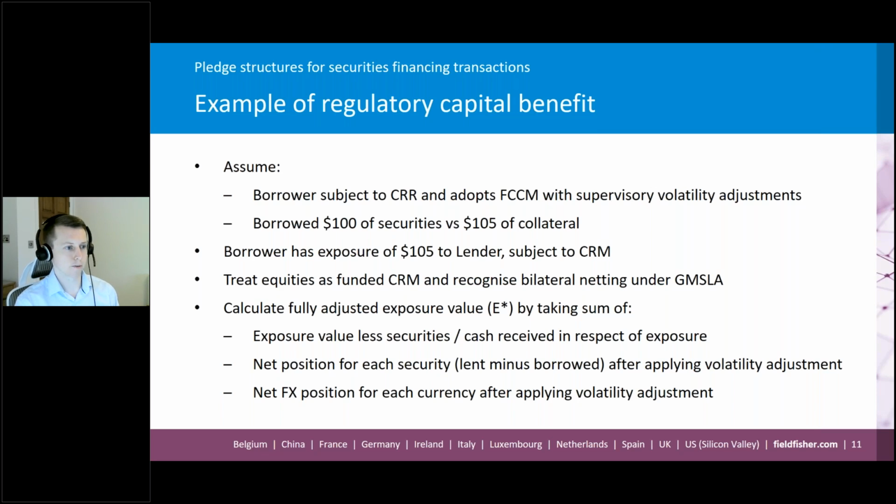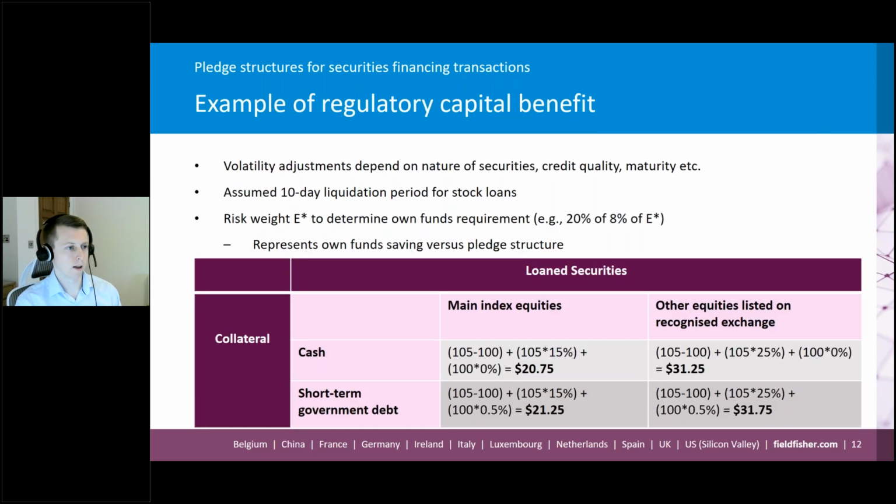Next slide, please, Jenny. So the volatility adjustments that apply to the securities are set out in CRR, so they're very prescriptive. However, they're set based on the nature of the securities, how volatile they're expected to be, how good the credit quality is, the maturity, etc. And for stock loans, there's an assumed 10-day liquidation period. That's the period that needs to apply when you're dealing with traditional stock lending.